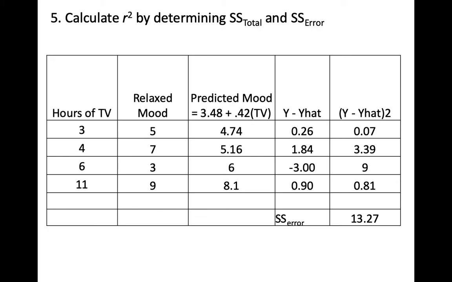What we need to do is evaluate, if that's the amount of error that we have, how much error is possible? The amount of error that is possible, in other words, the sum of squares total, is what we get by looking at the overall variability in y, and that's what we would get if we used the mean as our regression model.